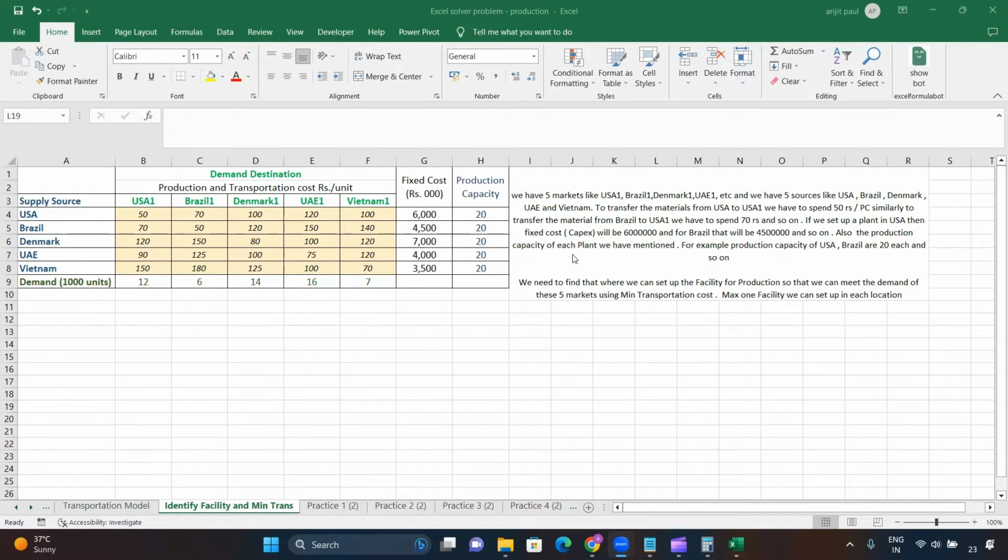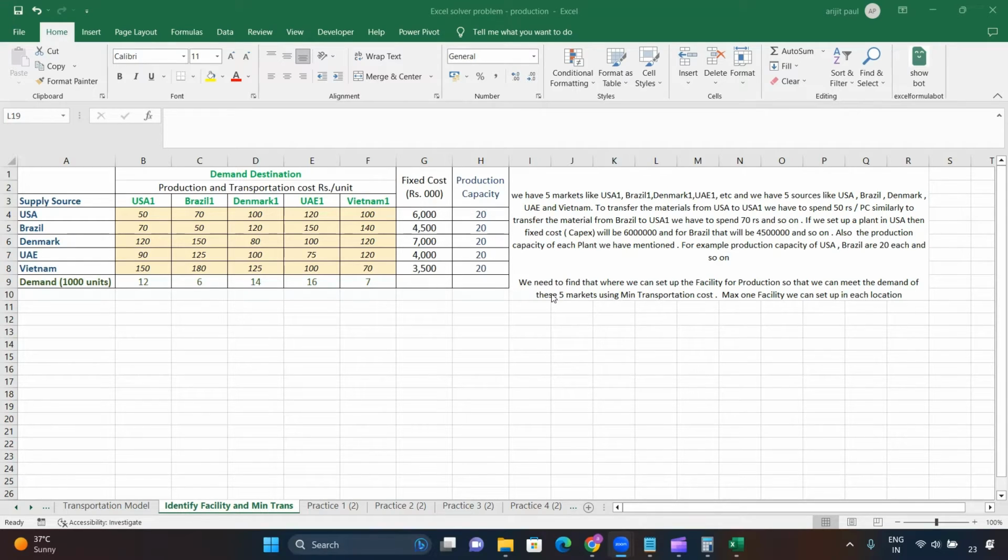also the production capacity of each plant we have mentioned. So this is the production capacity of each of the plants. So for example, if we set up the facility in USA, we are able to generate a production capacity of 20 pieces from that USA plant per day. Okay. So for Brazil also, it's 20 pieces per day if we set up that facility or plant in Brazil.